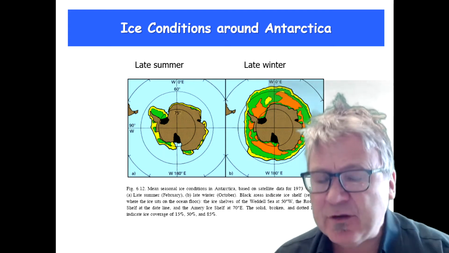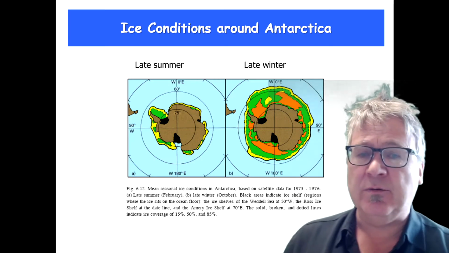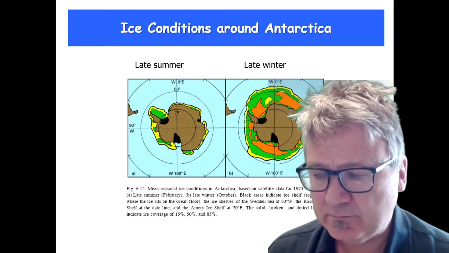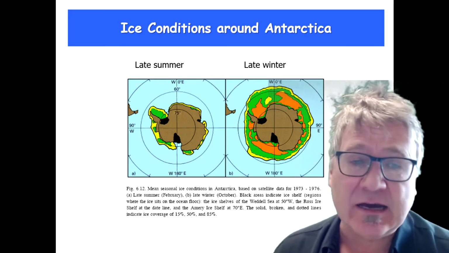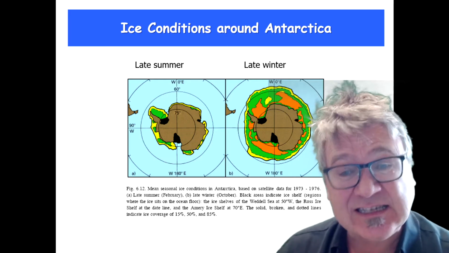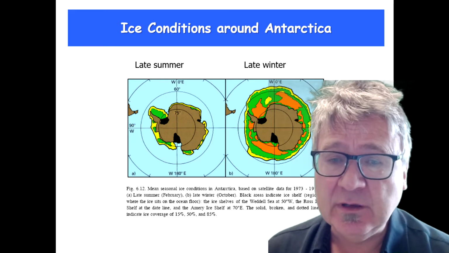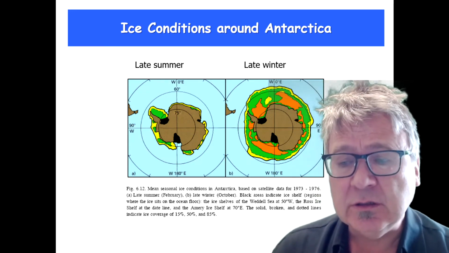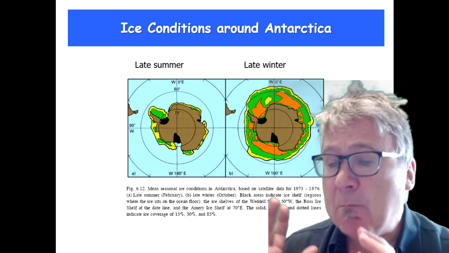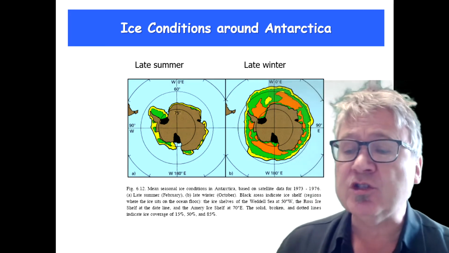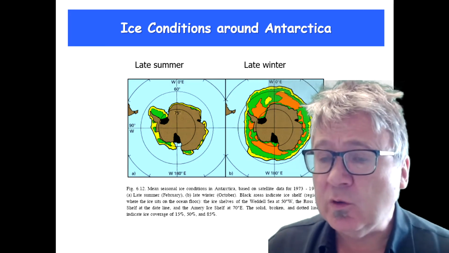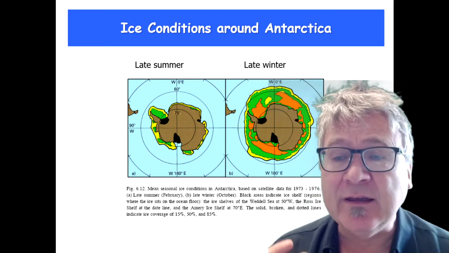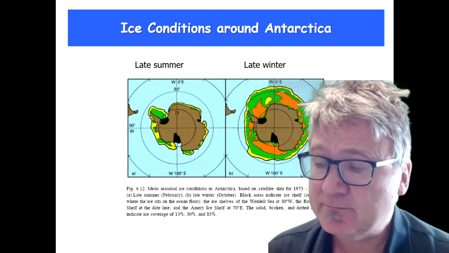So let us have a quick look at the ice conditions around Antarctica. And what we're talking about here is the sea ice, the ice that is formed in the ocean, and also the ice that is melted in the ocean in response to the seasonal cycle of heat fluxes.